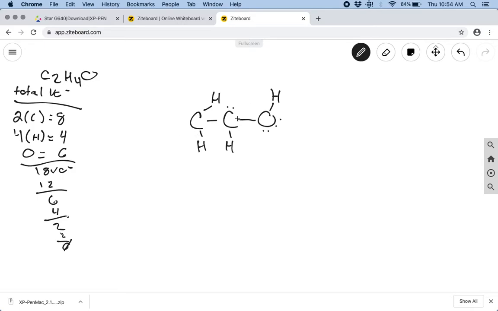So I have to rearrange this in a way that would make sense, where I'm going to satisfy all of my octets. So what I'm going to do is take this lone pair and let them be shared between these 2 carbons. We know carbon likes to make 4 bonds and have no lone pairs, and this carbon doesn't even have an octet yet. So when we do that, we're going to have carbon double bonded to a carbon. Let's draw on our hydrogens.